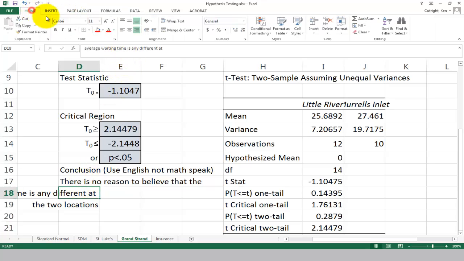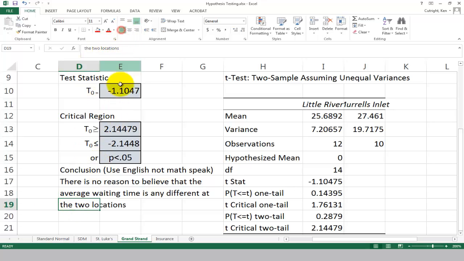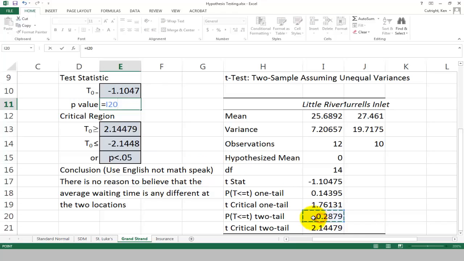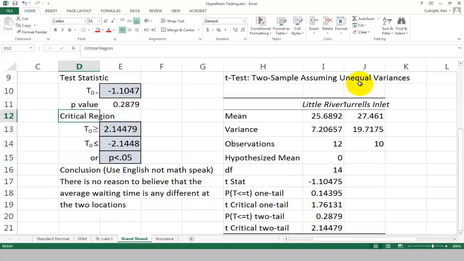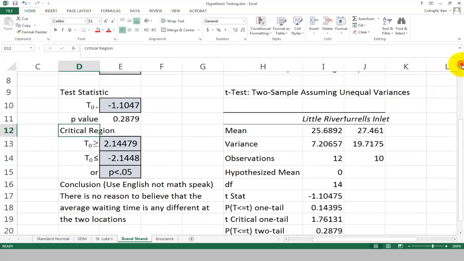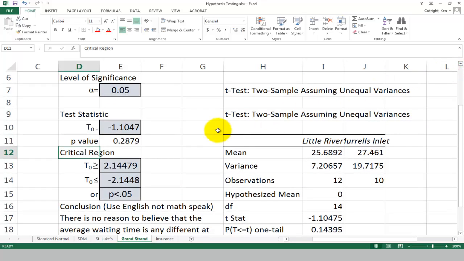Let me pull this back over here. Okay, now fortunately for us, we don't have to calculate the p-value either. The p-value for the t-tail test is given here, so our p-value is equal to 0.2879, which is much bigger than 0.05.